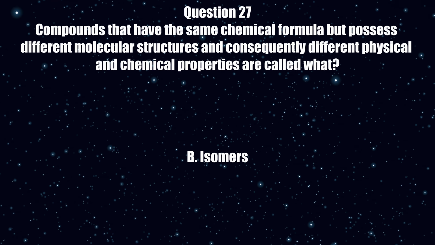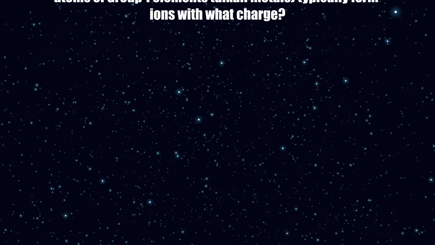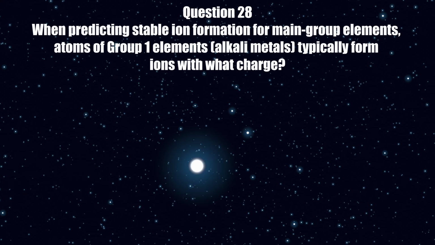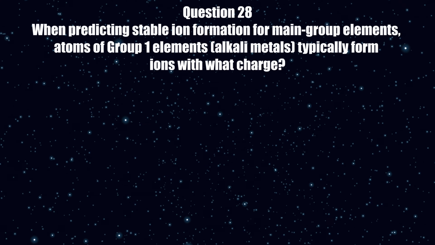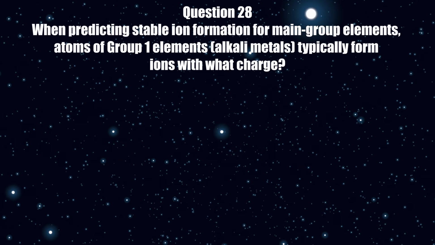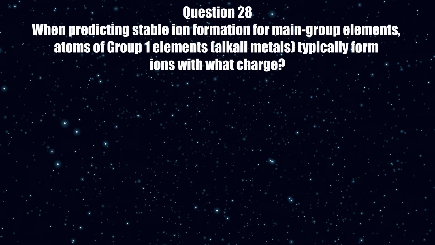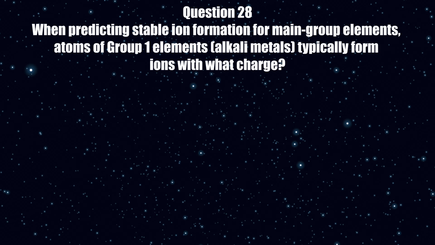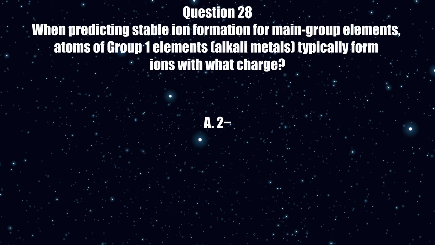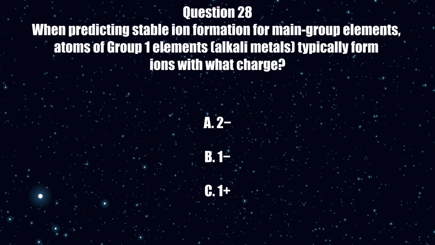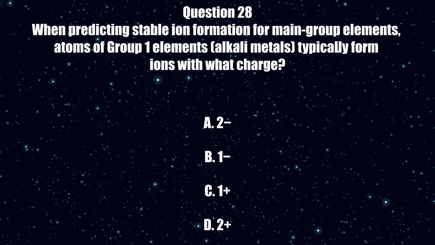The correct answer is B, isomers. Question 28. When predicting stable ion formation for main group elements, atoms of group 1 elements, alkali metals, typically form ions with what charge? A. 2 minus. B. 1 minus. C. 1 plus. D. 2 plus.